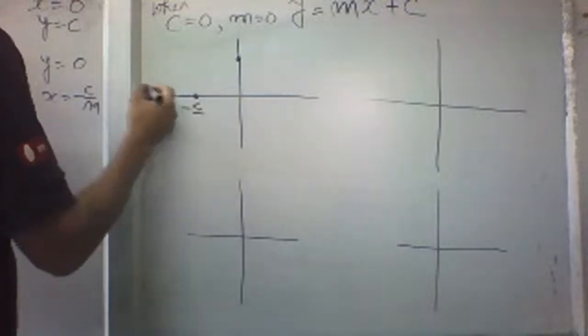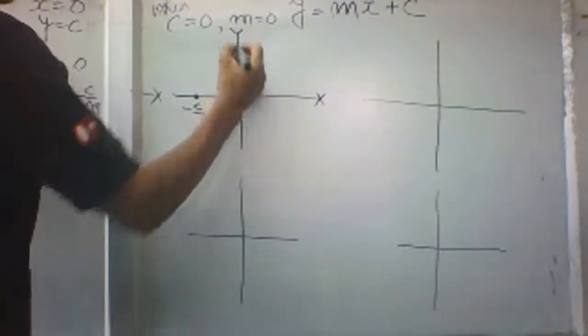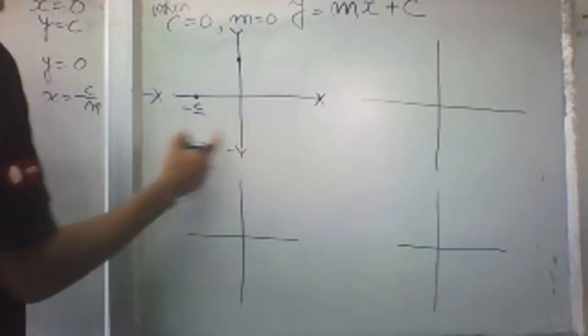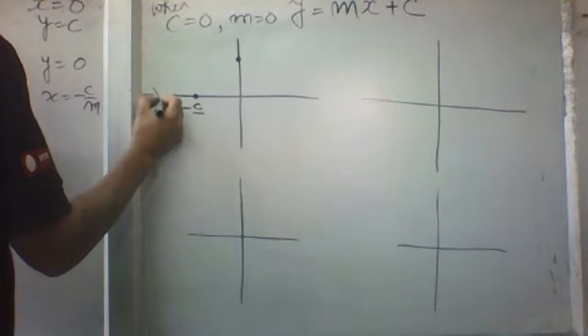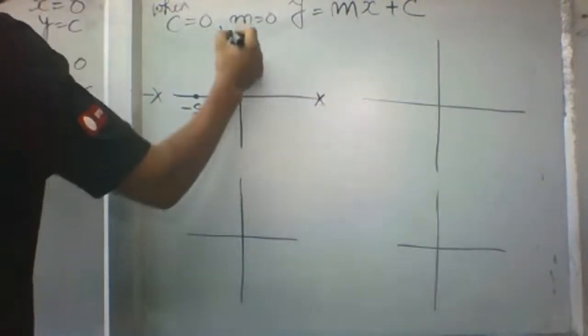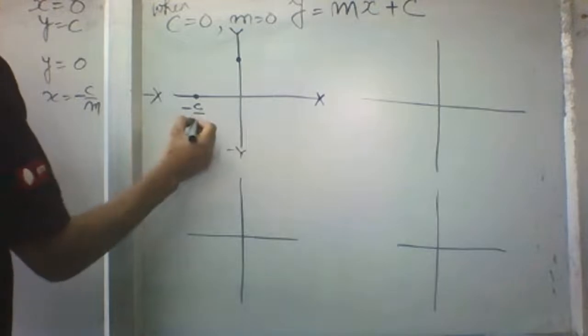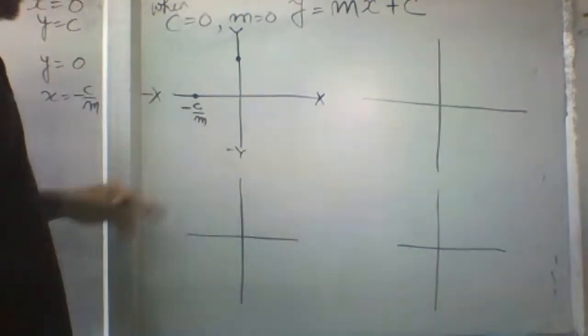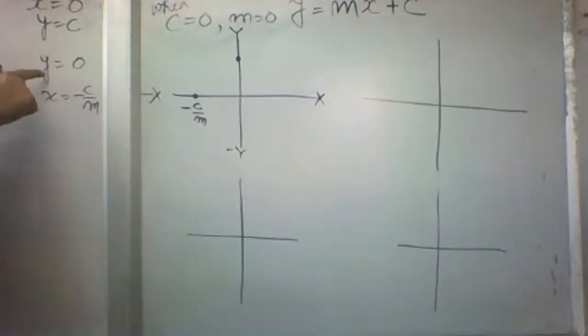This is the minus x-axis. This is the positive y. This is the minus y, positive x, minus c upon m. Minus c upon m, because you said y is equal to 0.